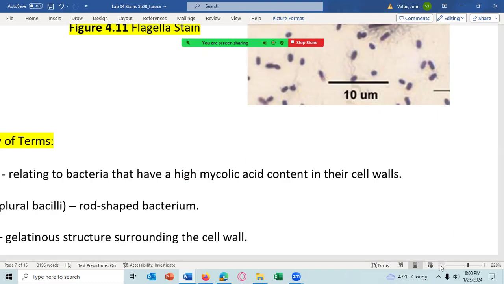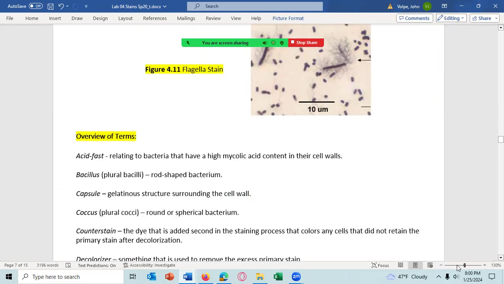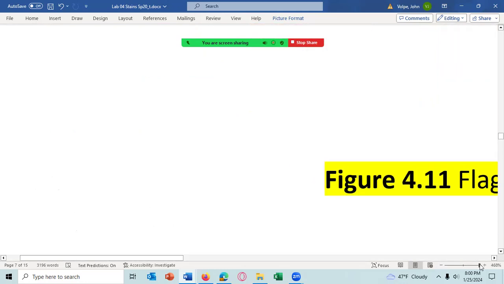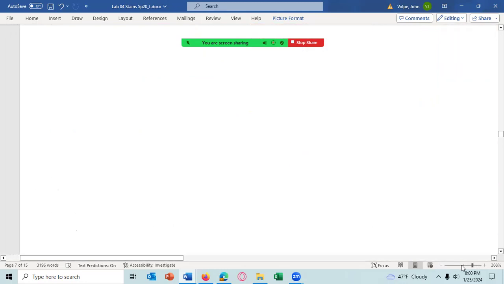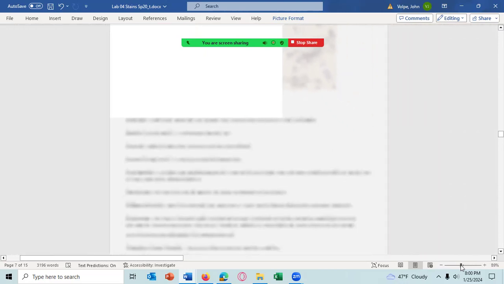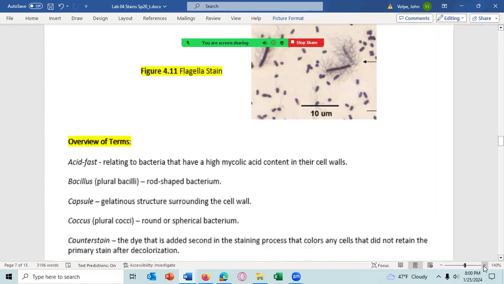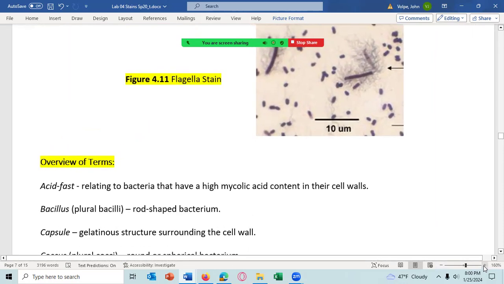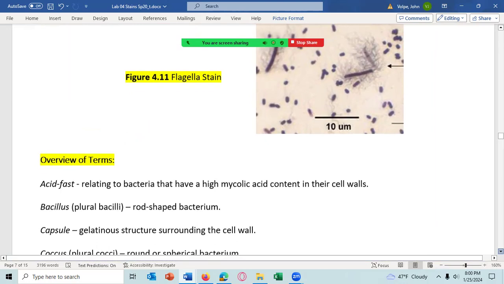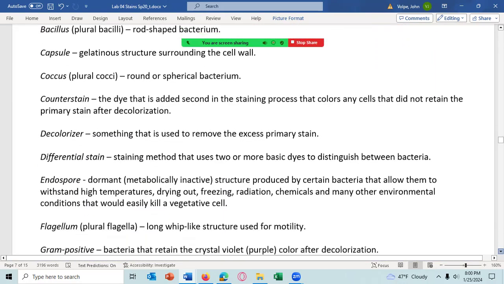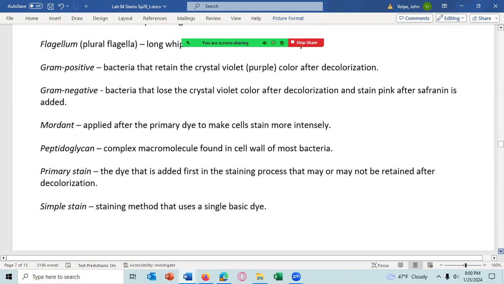All right, know the terms of this lab. Having trouble with the controls here. Oh, there we go. So know the terms of this lab. You can skip the references.